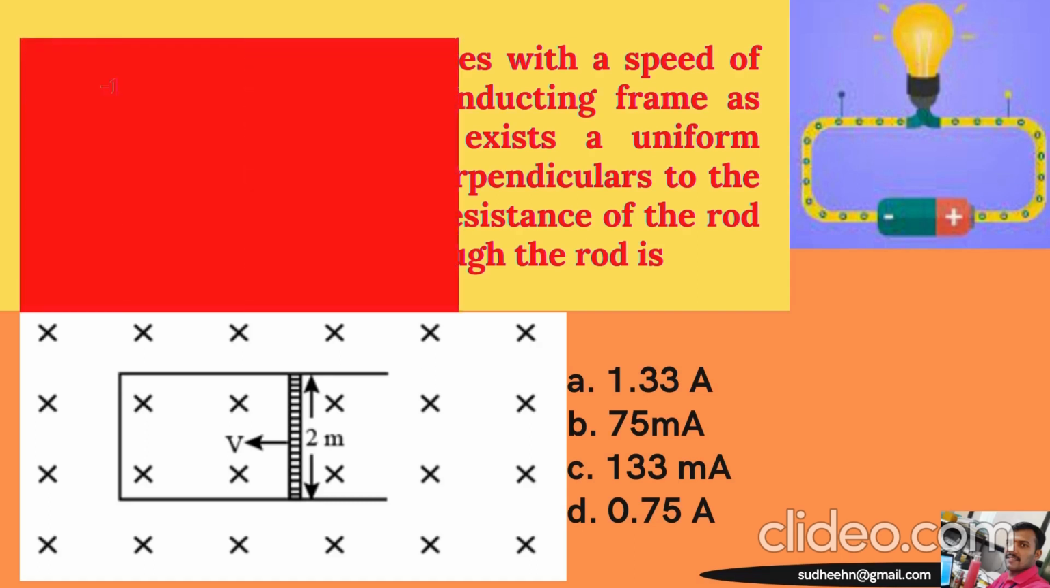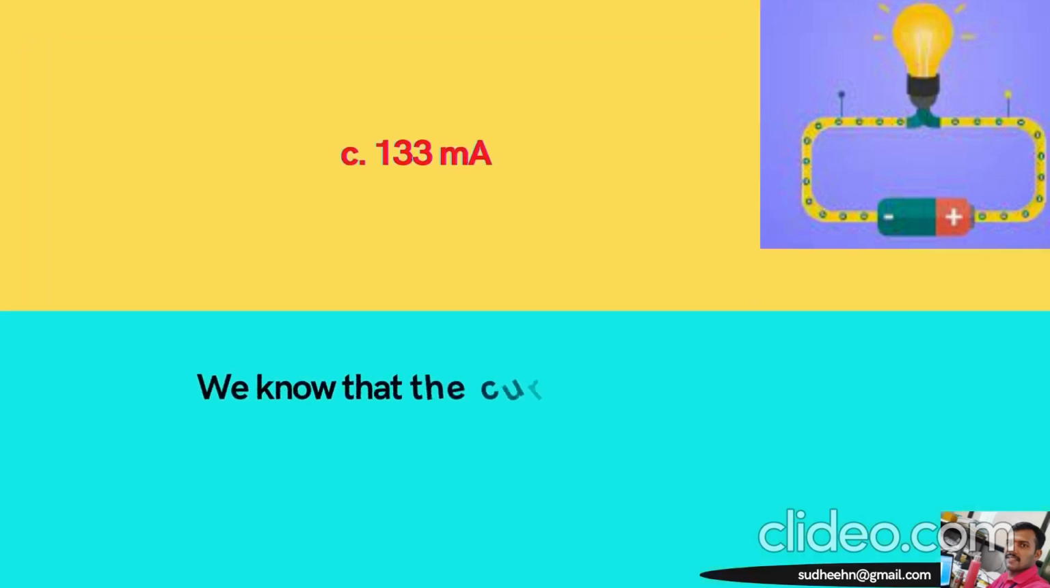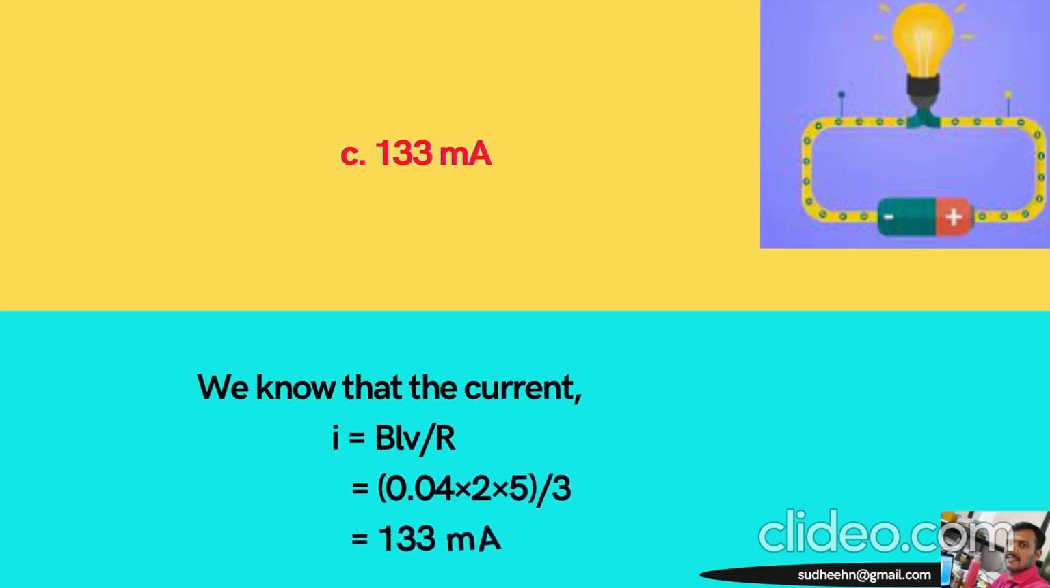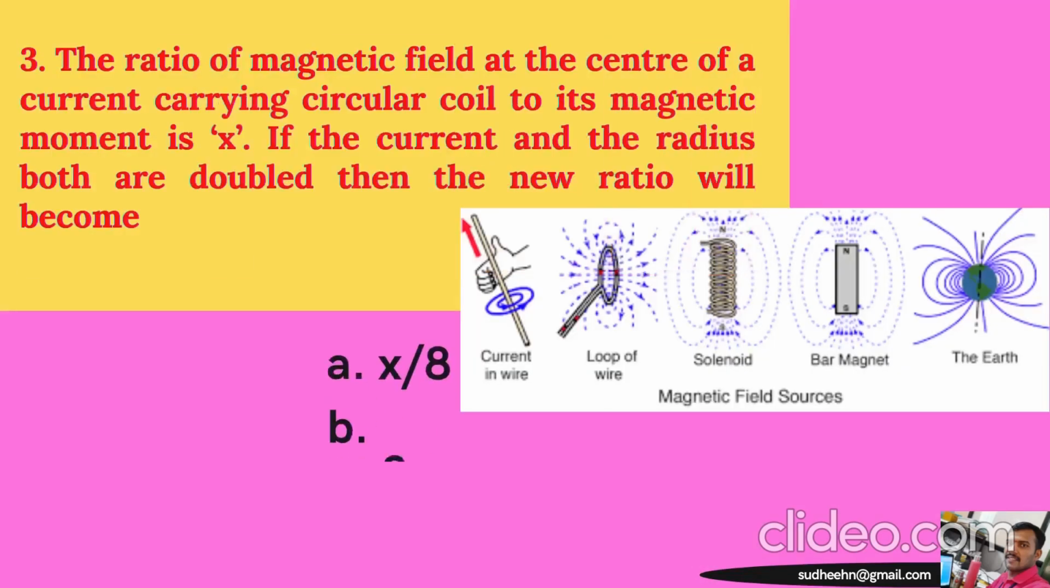The right answer is option C, that is 133 milliamps, because we know that the current relation I is equal to BLV divided by R. By substituting all these values, we will get the current as 133 milliamps.